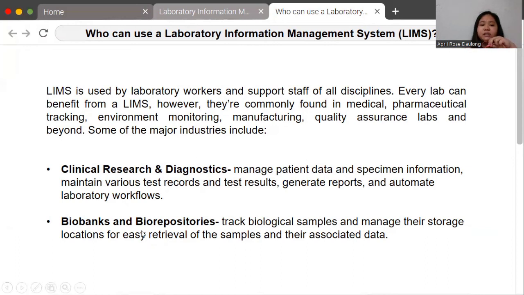So, next is the biobanks and biorepositories. So, say gamit sa LIMS, aning biobanks and biorepositories. Right? Biorepositories. So, it tracks biological samples and manage their storage location for easier retrieval of the samples and their related data. So, what I've said kanina, di ba? Libre gyapon na makamanage siya sa mga samples, results, sa mga data, sa mga information with input, mas efficient siya and accurate ang iyang pag-produce.